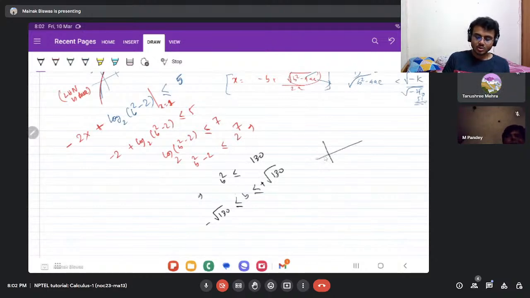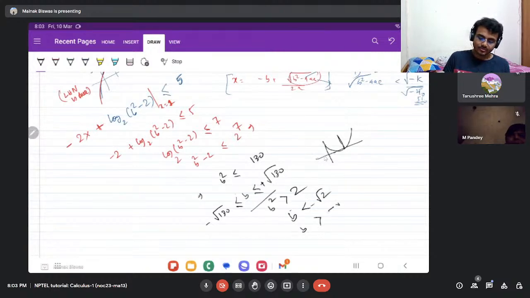Yes, sir. So for b square, basically we are just projecting on both sides, right? So if one side is valid, the other side is also valid, since it's a square function, and b square has to be greater than 2. In other words, b has to be less than minus root 2, and b has to be greater than root 2.